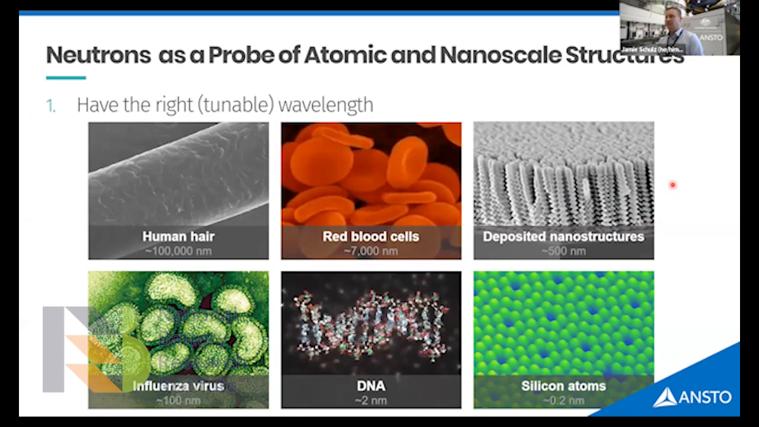Neutrons actually have a wavelength, a de Broglie wavelength, which allows us to probe the structure and dynamics of materials. And we can look at length scales all the way from a human hair down to silicon atoms. So we can be doing diffraction of crystalline materials, small angle, maybe looking at DNA and influenza virus, and then all the way up to USANs and imaging. So we can cover that whole distance in terms of what we can study in terms of structures.